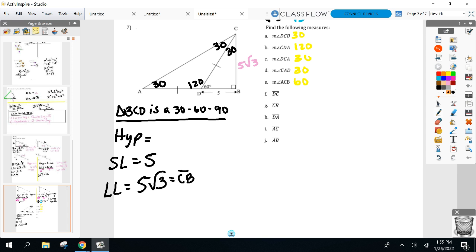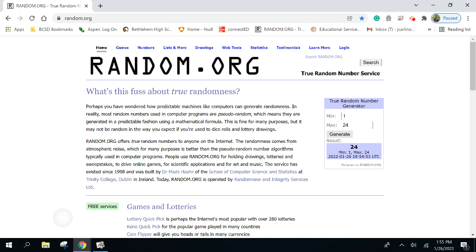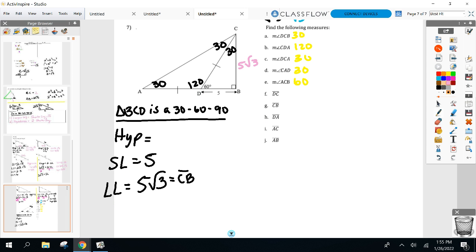How about the hypotenuse in that triangle? Name the hypotenuse. How long is the hypotenuse? I know the shorter leg's 5. How long is the hypotenuse using my rules? 10. And can you please name that side? DC is 10. Correct. All right. Questions there? Good job, everybody.